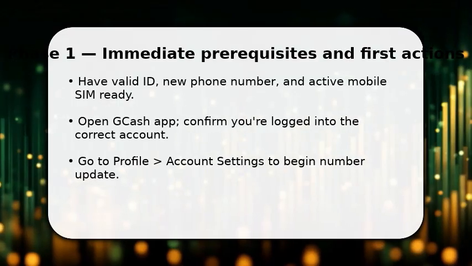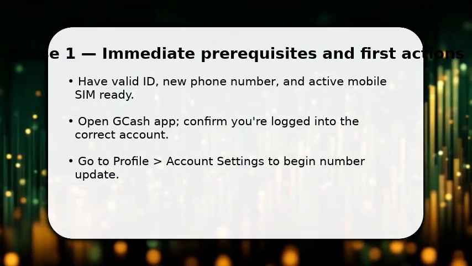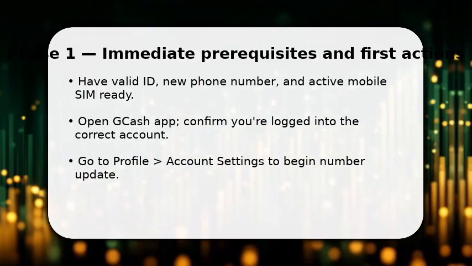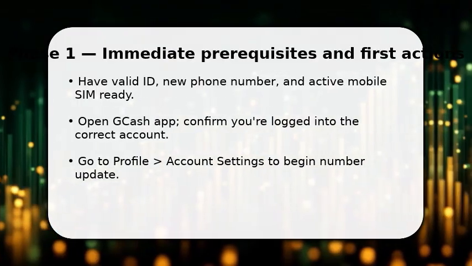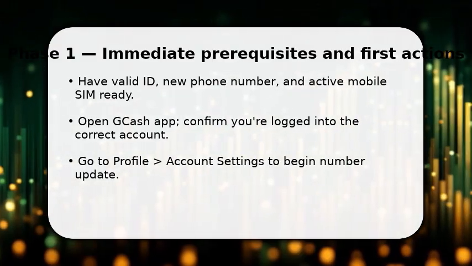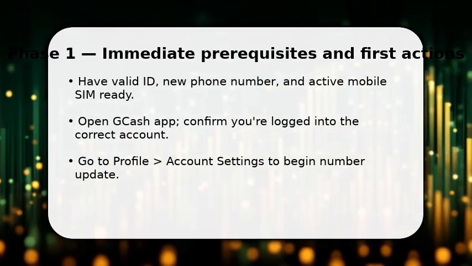You begin by confirming essentials. Valid ID, the new phone number active with its SIM, and that you're logged into the right GCash account. Once ready, open the GCash app and tap your profile. Next, go to Account Settings. This is where the change process starts.